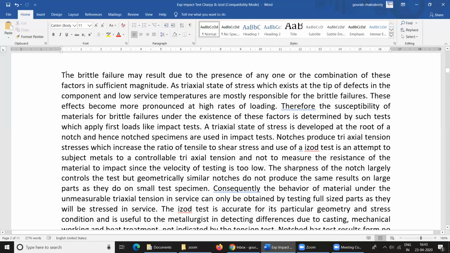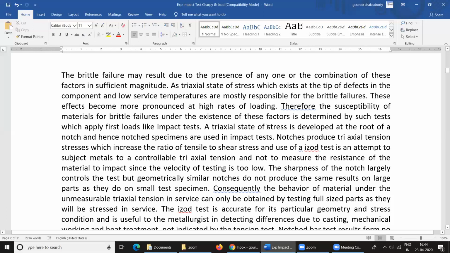Here we can see that the brittle fracture may result due to the presence of any combination of these factors in sufficient magnitude. A triaxial state of stress which exists at the tip of the defects in the component and low service temperatures are mostly responsible for the brittle fracture. These effects become more pronounced at higher rates of loading. Therefore, the susceptibility of the materials for brittle failures under the existence of these factors is determined by the tests which apply fast loads like impact loads.